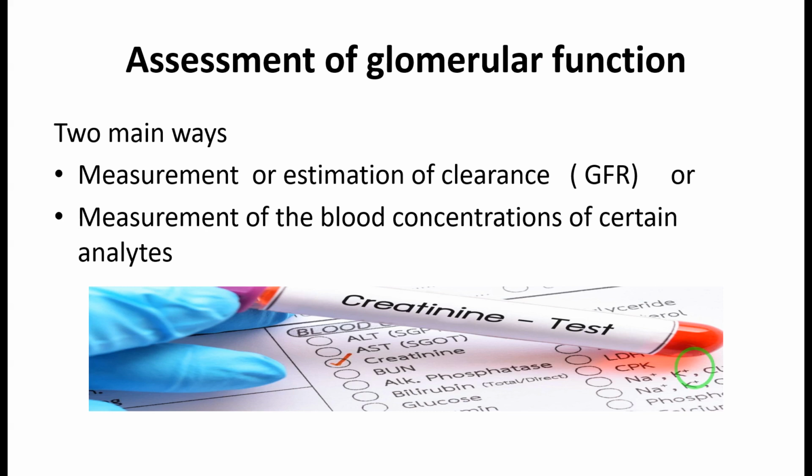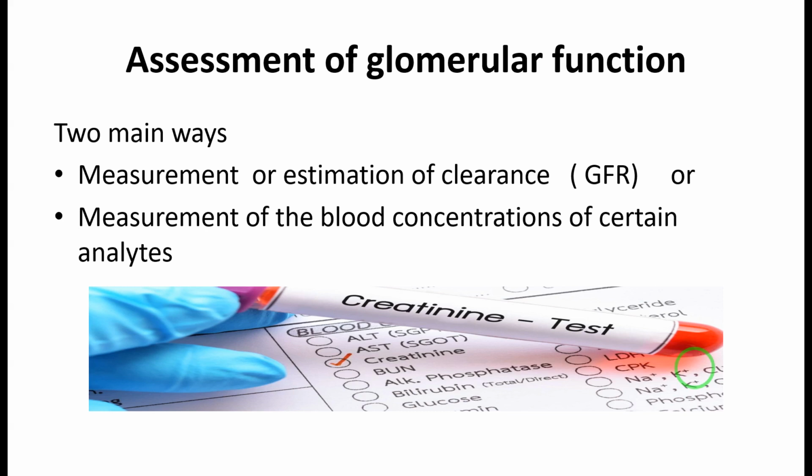Either we estimate the clearance of a volume of blood from a certain substance that we choose in a certain period of time. How can the kidney clear a volume of blood from a certain analyte in a period of time? This is the clearance, and it reflects the glomerular filtration rate.